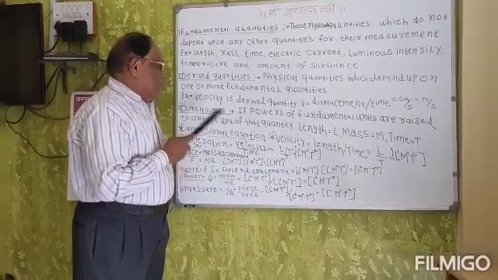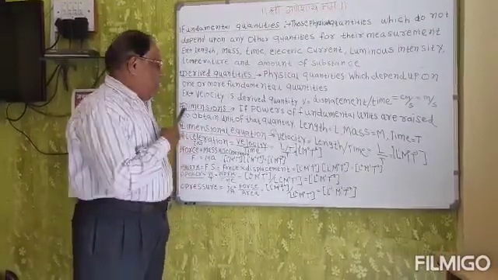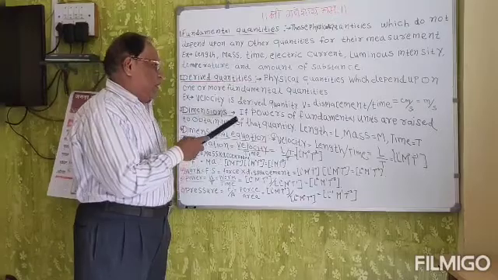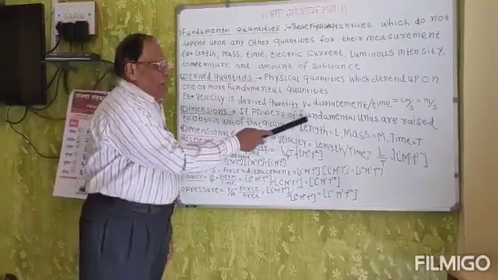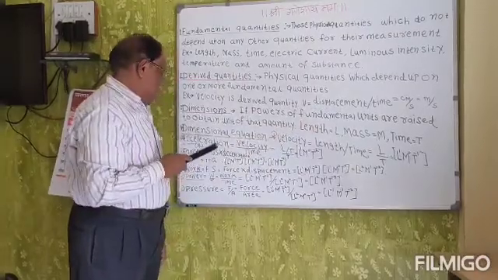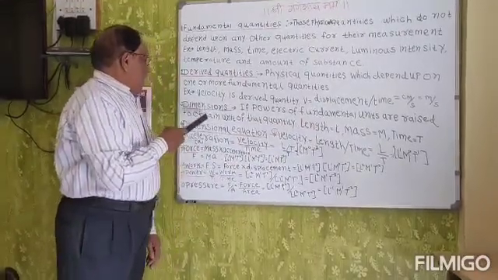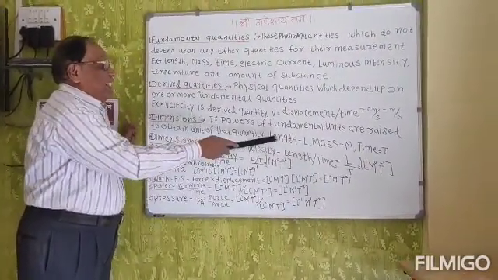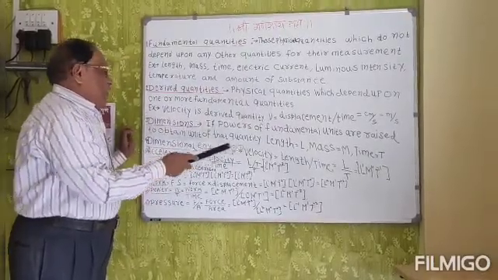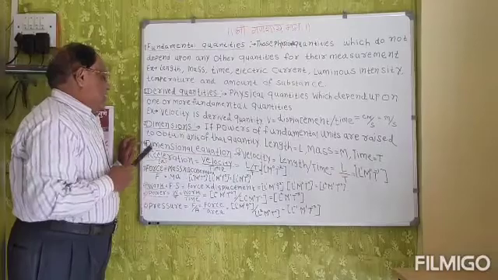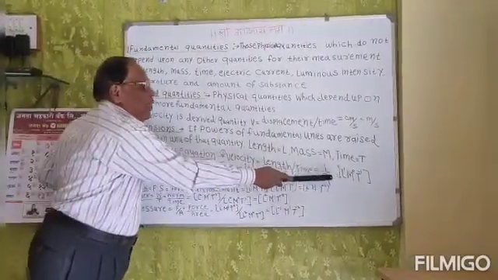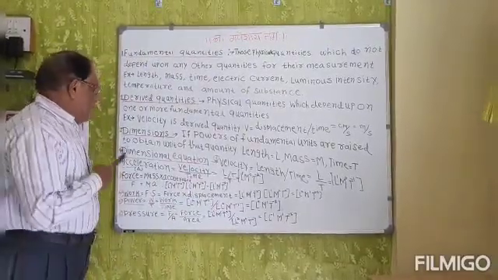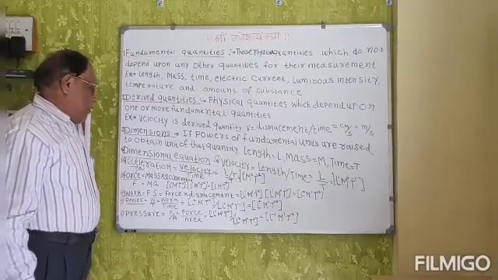From this we can construct the definition of the dimensional equation of a physical quantity. If powers of fundamental units are raised to obtain the unit of that quantity, then such an equation, written in square brackets by raising the powers of length, mass and time, is called a dimensional equation.